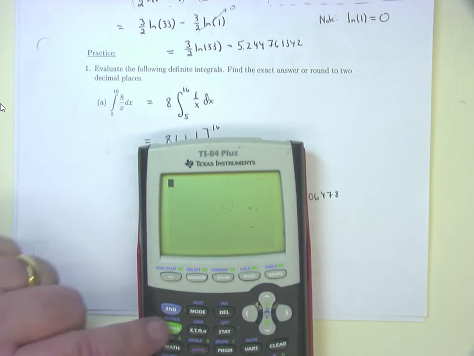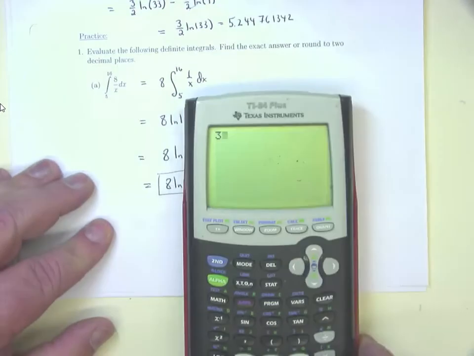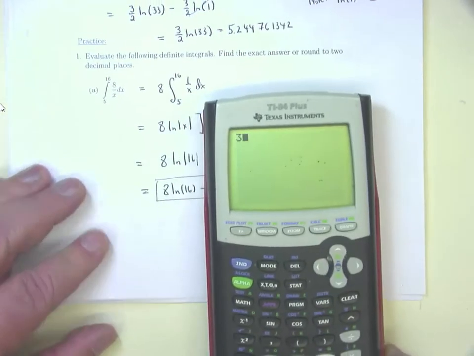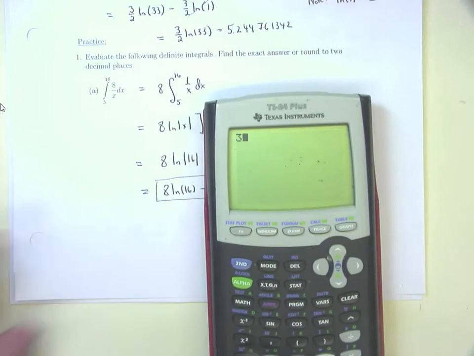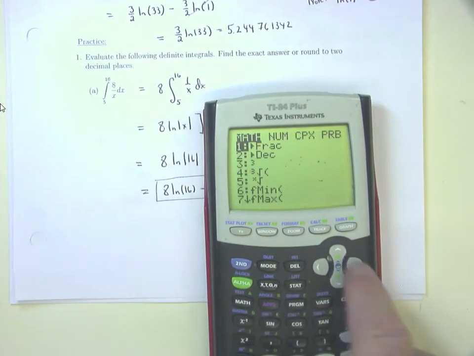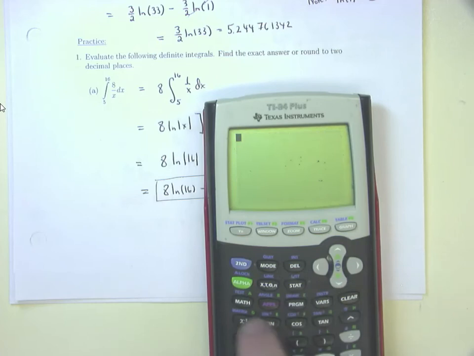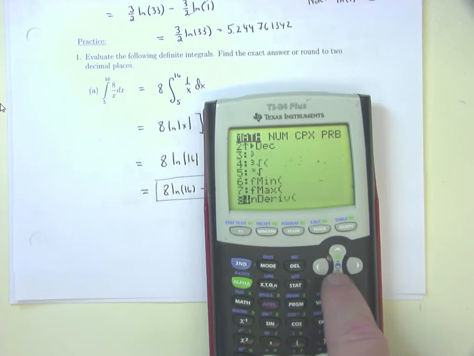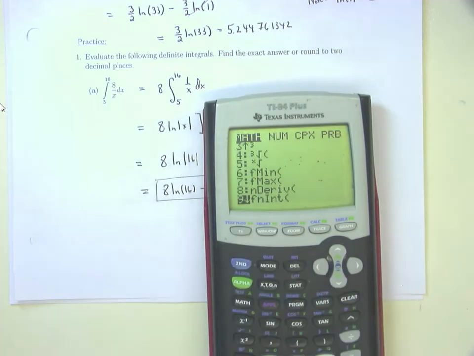I want you to do this. Everybody go to Math, on the little button. Math button is right here. Math, and scroll down to number 9. You will see an fnInt. Do you see him? fn stands for function. Int stands for integrate. Hit that button.